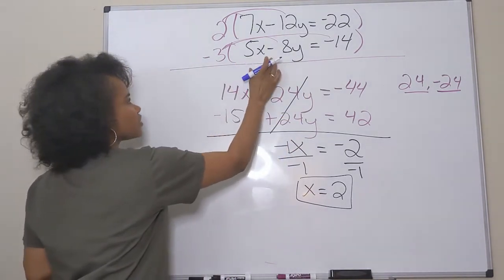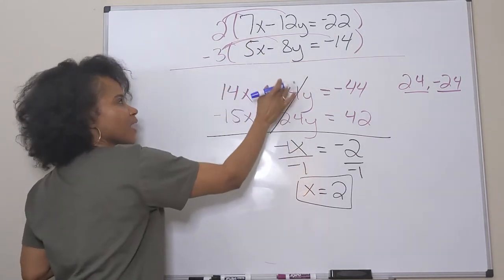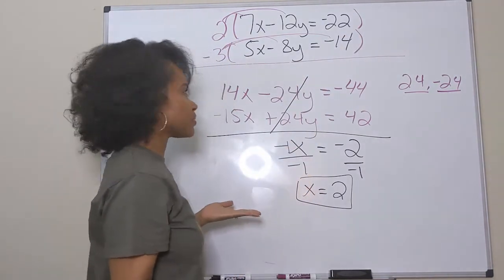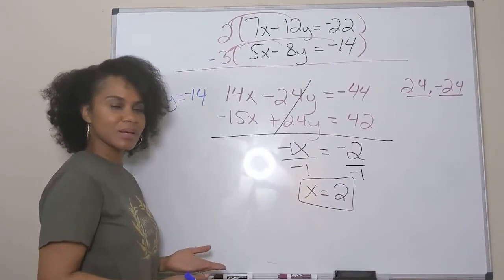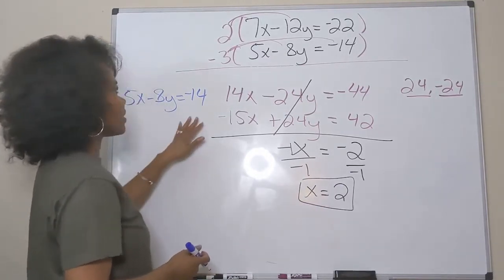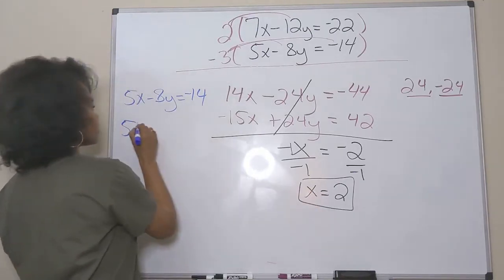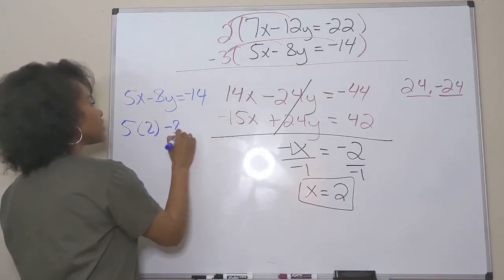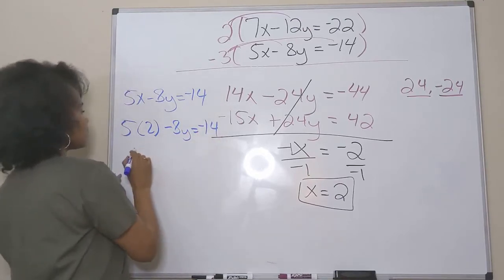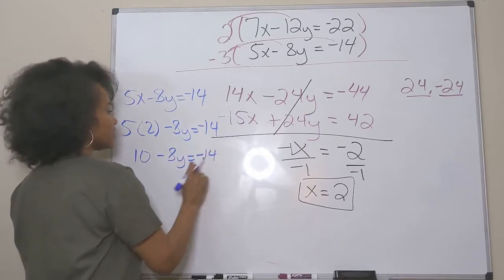So I'm plugging it into my original 5x minus 8y. Again, it doesn't matter. I'm choosing this one, the original equation, because it just has the smallest numbers. All right, so I'm just plugging in my x value here to find my y value. So I've rewritten the equation, and I'm plugging in 2 for x. 5 times 2 minus 8y equals negative 14. 5 times 2 is 10. Minus 8y equals negative 14.